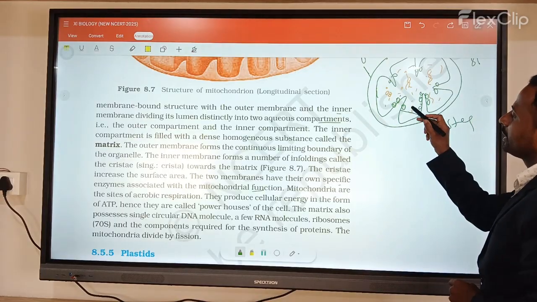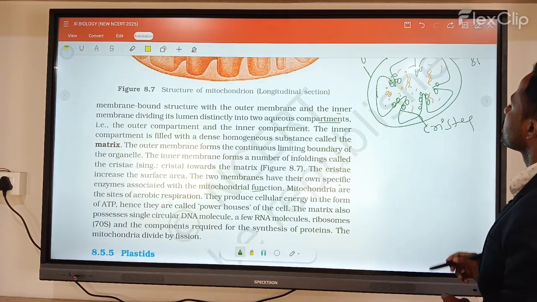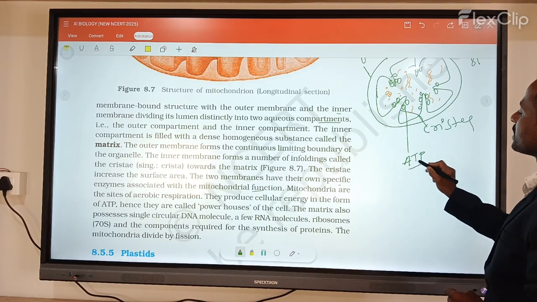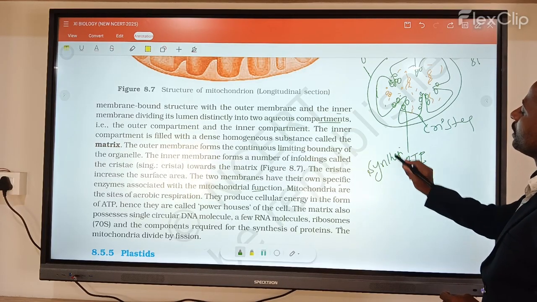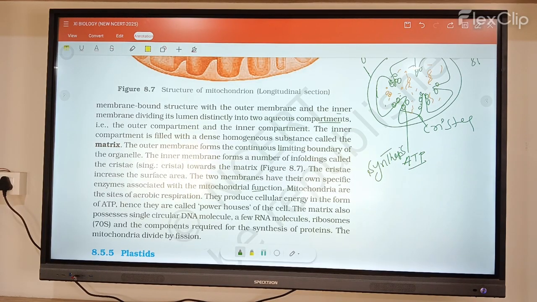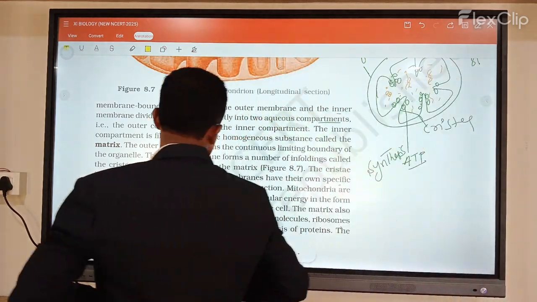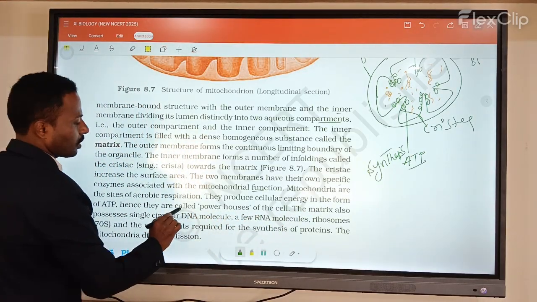Inside, the cristae have ribosomes present, and there is synthesis of ATP. The synthesis of ATP. So hence it is called the powerhouse of the cell. They produce ATP through cellular respiration, hence it is called the powerhouse of the cell.